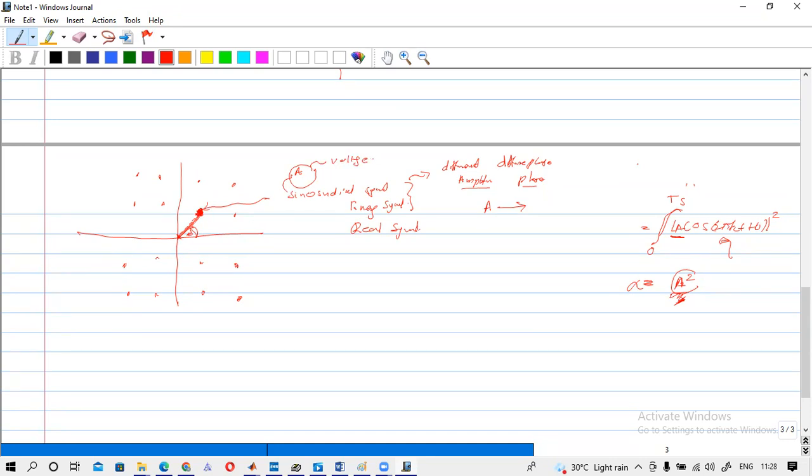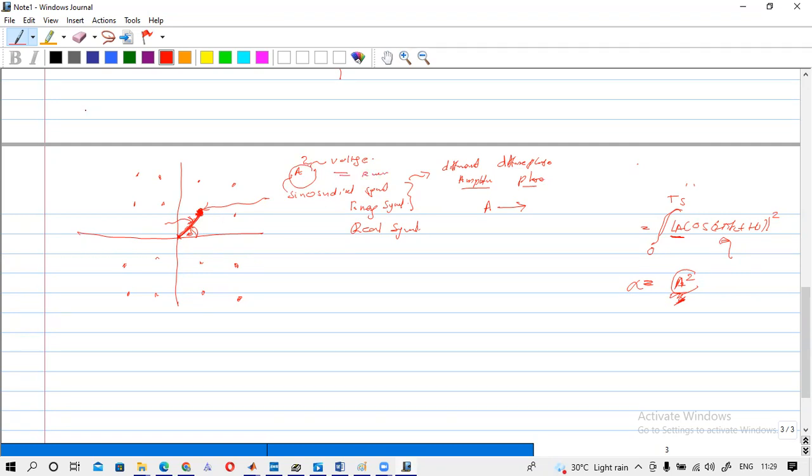So if you find this distance, or the magnitude of this, it is a vector actually. If you find the magnitude of this line, you will get the amplitude. And if you square the amplitude, what will you get? You will get the energy of the signal.